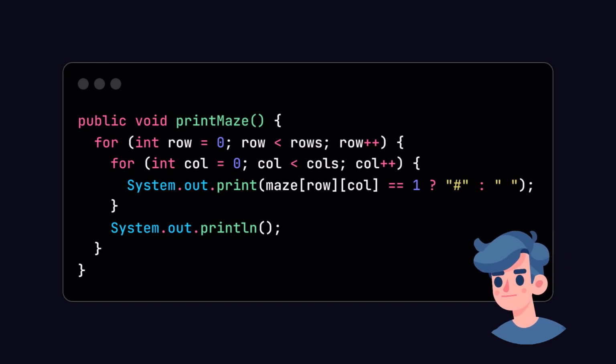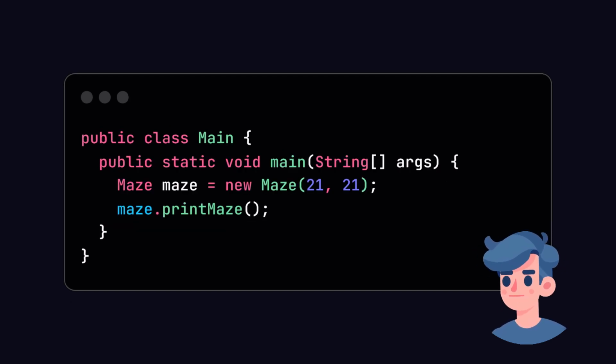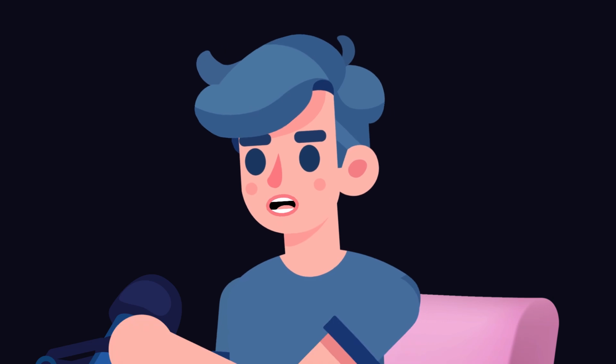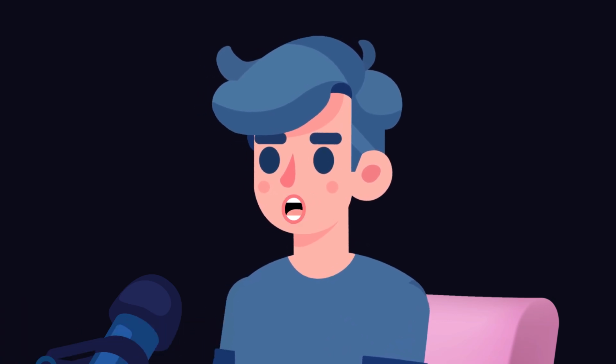We'll add a method to print the maze to the console. Let's test what we have so far by creating a main method that initializes the maze and prints it. Create a new class named main. Now run your program. You should see a maze printed in the console consisting of walls and pathways. Remember, different runs will generate different mazes.